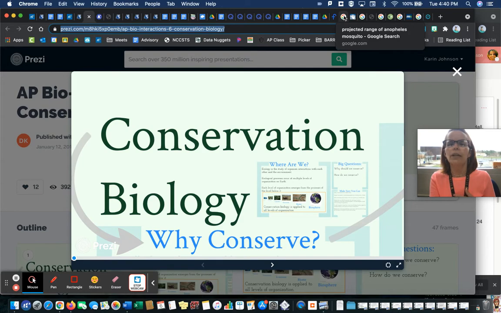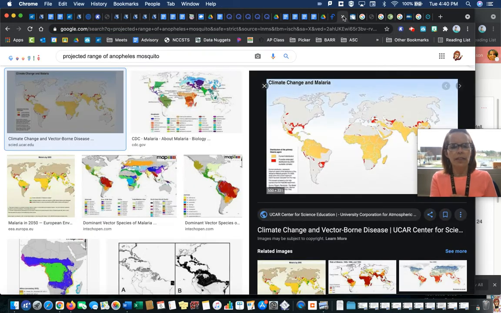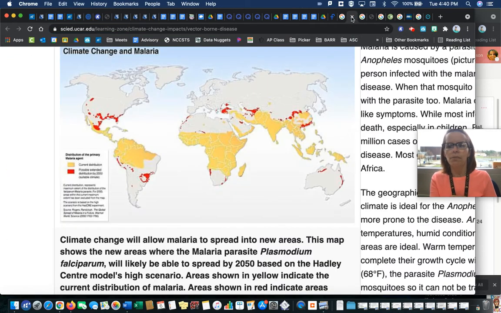Give me just a moment. Here we go. So projected range, let's see, maybe this one right here. There we go. So this is what's happening with climate change.